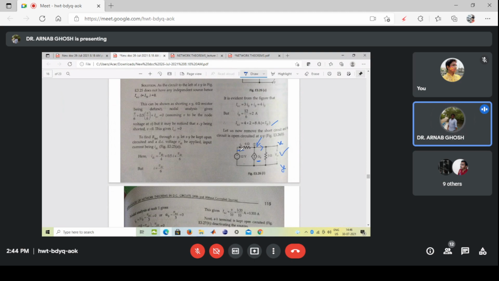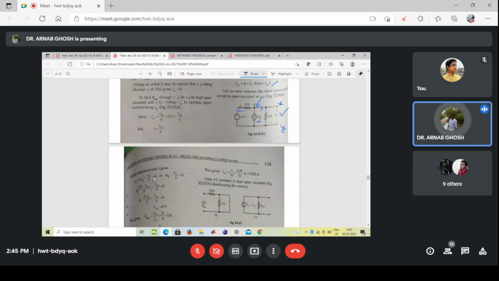When calculating the open circuit voltage, we again apply nodal analysis at node 1. At node 1, I0 is flowing through the 6 ohm resistance and 3I0 is entering. So you already have two currents. The current through the 3 ohm resistance will be VOC by 3, because we consider the open circuit voltage as VOC between terminals X and Y. So that is I0 plus 3I0 minus VOC by 3, that is 4I0 minus VOC by 3, and this equals 0.